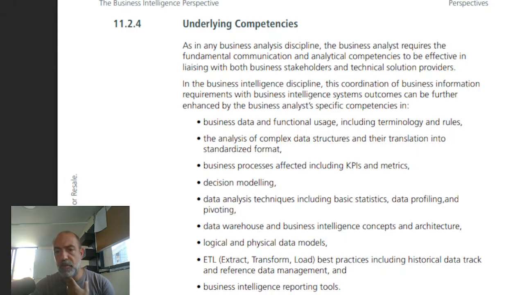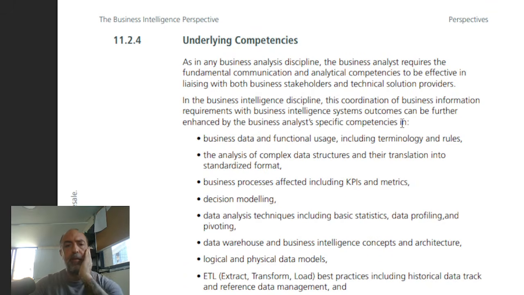All right, business intelligence part 2, underlying competencies. As in any business analysis discipline, the business analyst requires the fundamental communication and analytical competencies to be effective in liaising with both business stakeholders and technical solution providers. Our goal is literally a mediator.